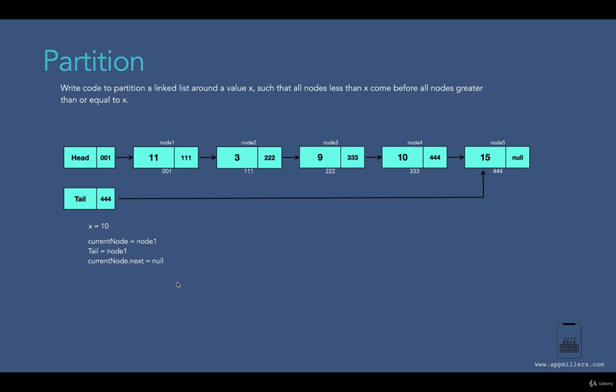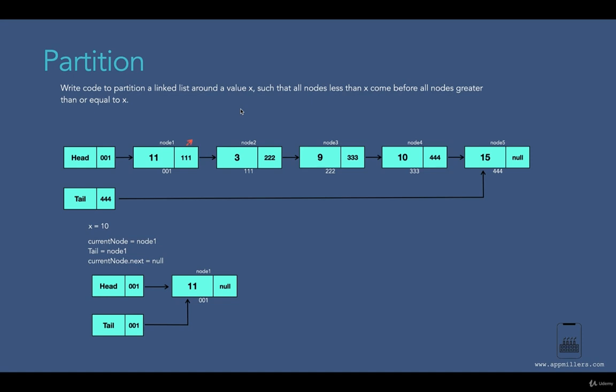Then inside a loop, we are going to continue to loop through the linked list, and we are going to check: if the current node is less than x, then we are going to add this node at the beginning of the linked list. Otherwise, we are going to add it at the end of the linked list. Now in this case, we started with 10, so we are going to go to node 1 and complete this operation. After doing so, our linked list will look like this. So node 1 will be added to the linked list like this.